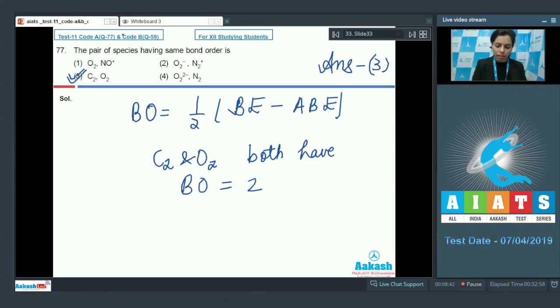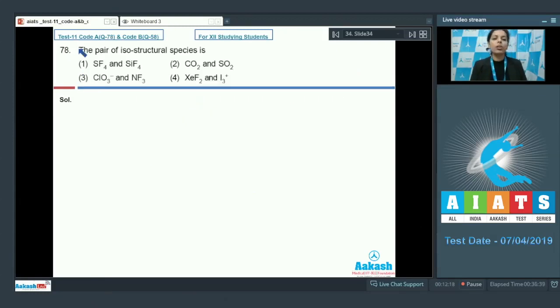After this, there is another question. Question number 78. The pair of isostructural species is. We have different pairs given here in which we need to identify the isostructural species, the pair of those type of species. First option SF4 and SiF4.